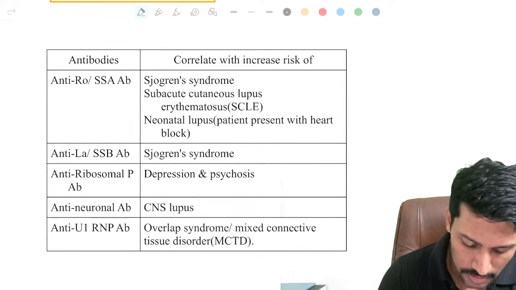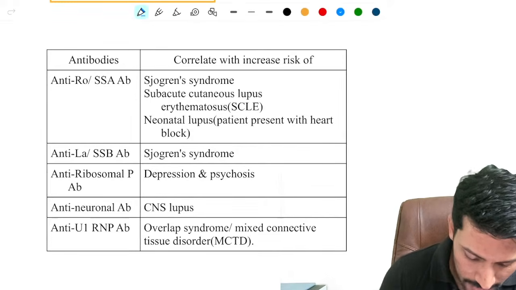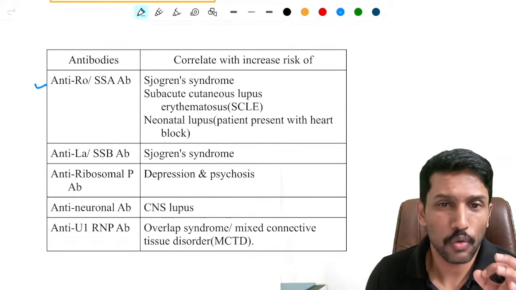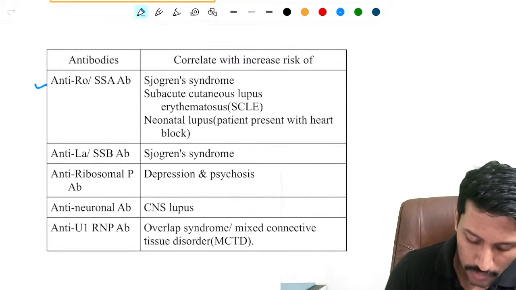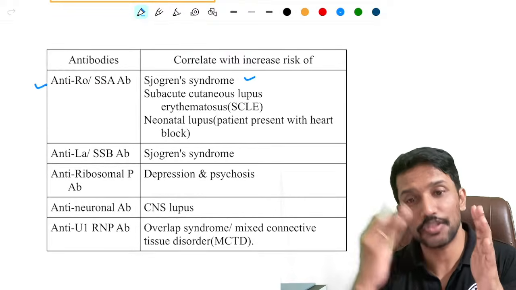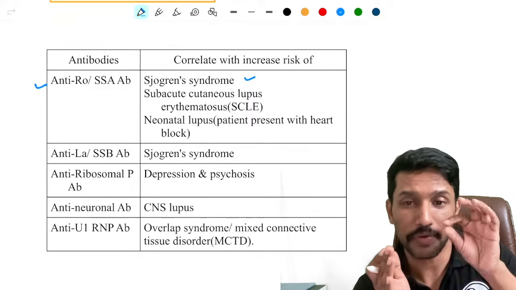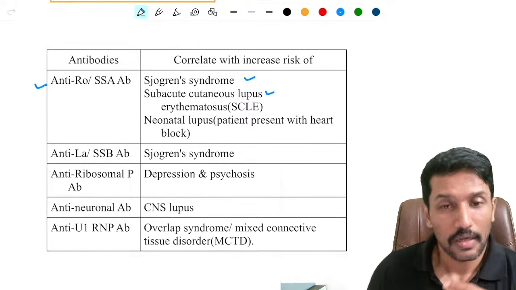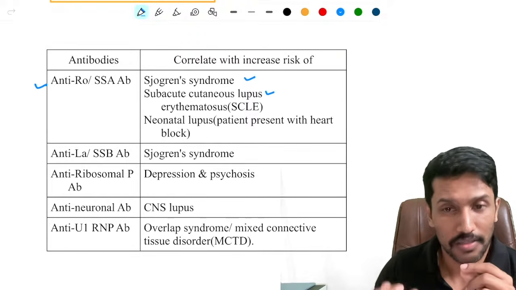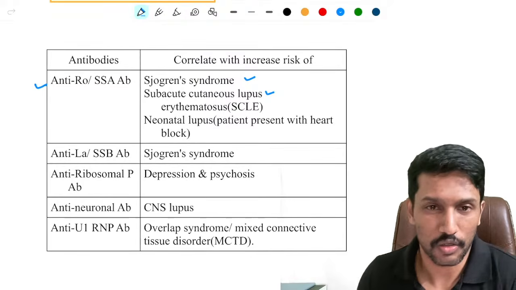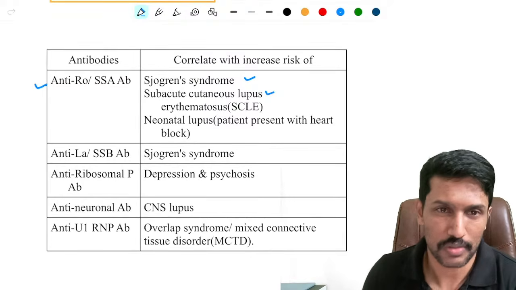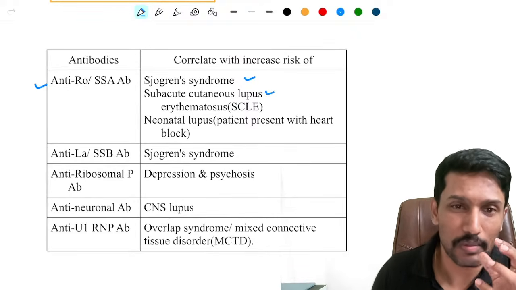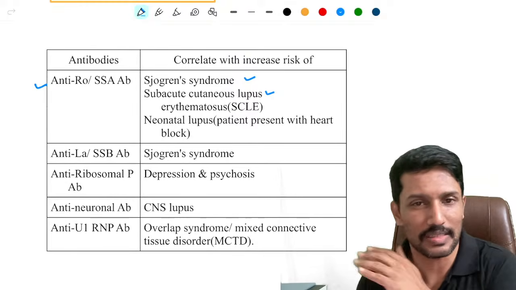So first, let me start with the anti-Ro or anti-SSA antibodies. These anti-Ro or anti-SSA antibodies correlate with the increased risk of an SLE patient developing Sjogren's syndrome. So SLE plus Sjogren's syndrome, it correlates with that if the patient already has SLE. In addition to that, it also correlates with the skin manifestations of SLE. Apart from malar rash, there are other manifestations like discoid lupus erythematosus and subacute cutaneous lupus erythematosus. So if you have SLE plus this anti-Ro antibody, the risk of developing subacute cutaneous lupus erythematosus is high.